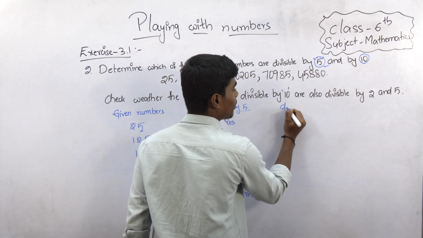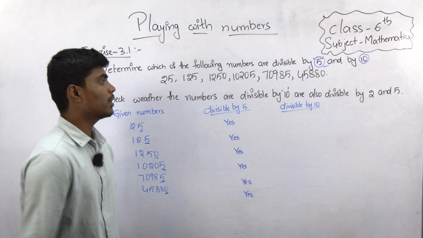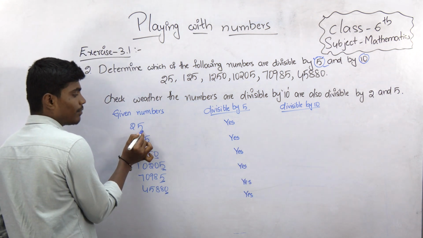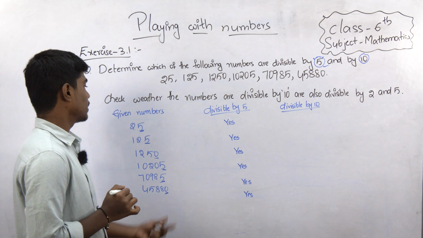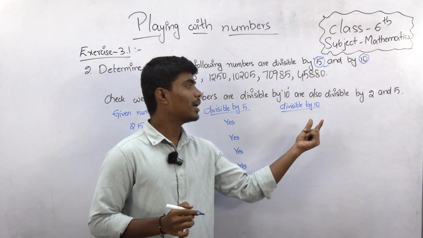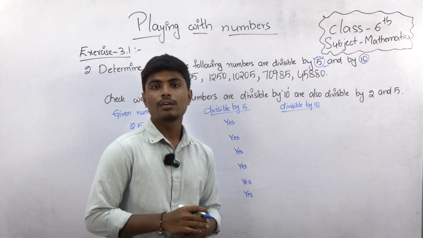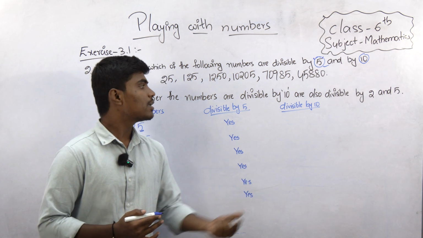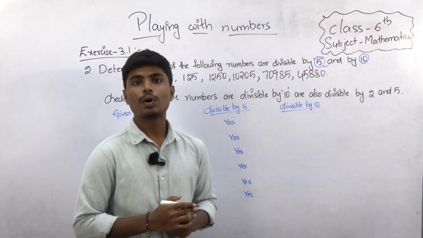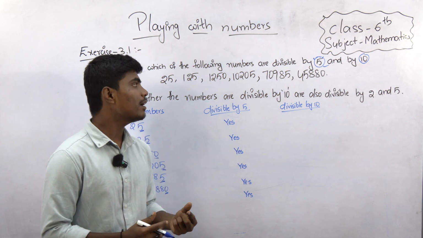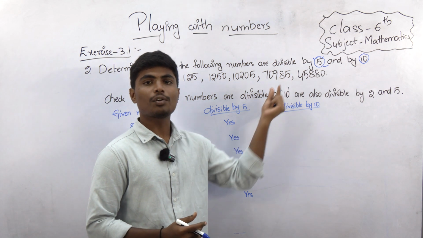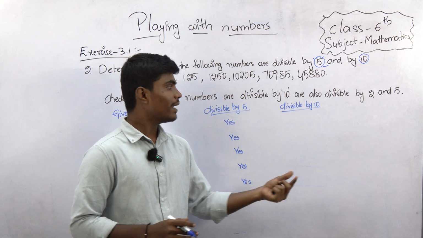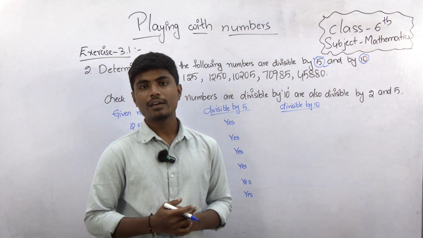So, divisible by 10. Okay, divisible by 10. See here, in ones place we have 5. What is the divisibility rule of 10? If the number has 0 in its ones place, then the number is divisible by 10. What we have to do? We have to check the ones place of the number. In ones place, if it has 0, then the number is divisible by 10.